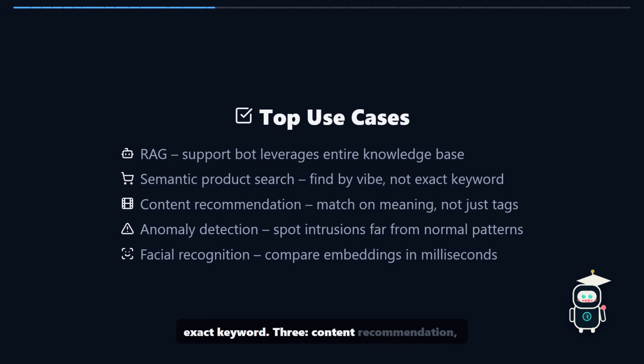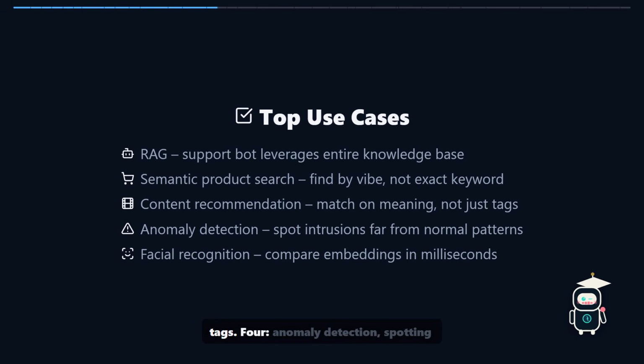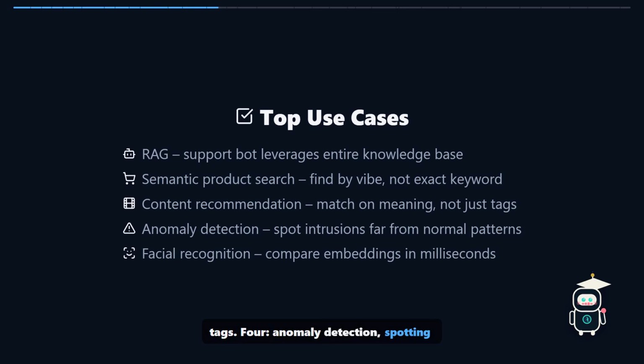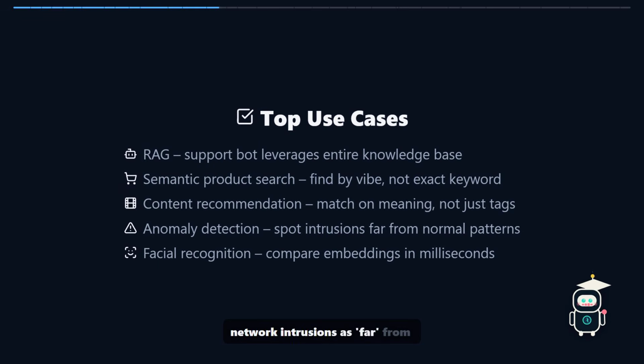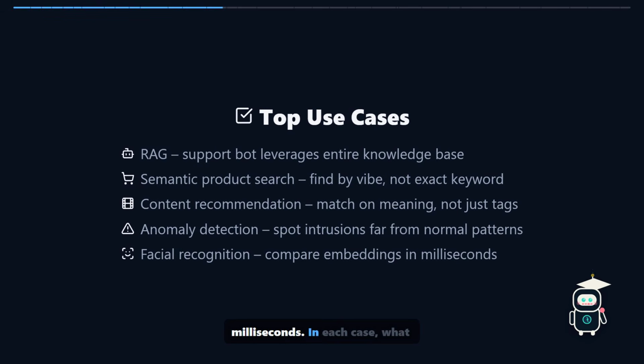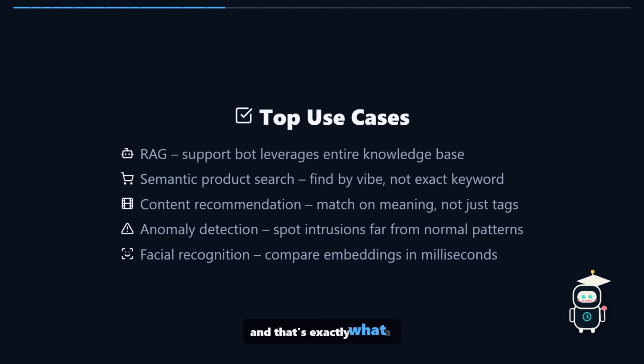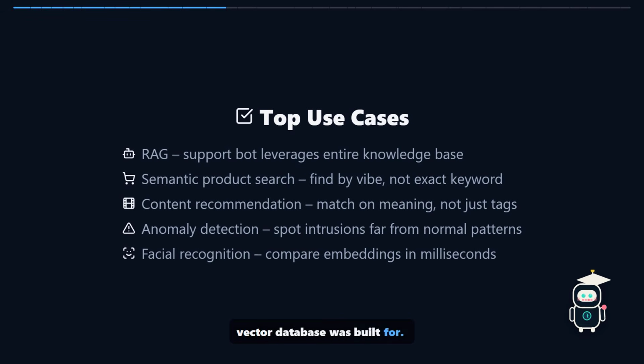3. Content recommendation, matching on the meaning of a movie, not just genre tags. 4. Anomaly detection, spotting network intrusions as far from normal patterns. And 5. Facial recognition, comparing face embeddings in milliseconds. In each case, what you're really doing is asking, what's similar to this? And that's exactly what a vector database was built for.